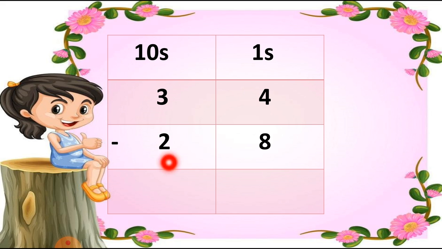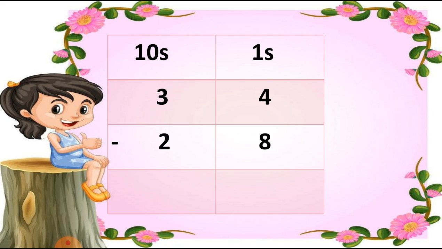34 minus 28. Now how can you identify whether this sum is a borrowing sum or not? You have to check the ones column first. So come to the ones column and check the numbers 4 and 8. Check the up and down number. At the up side is number 4, which is the small number, and at the bottom side the number 8 is there, which is the bigger number, right? 4 is a small number and 8 is a big number.